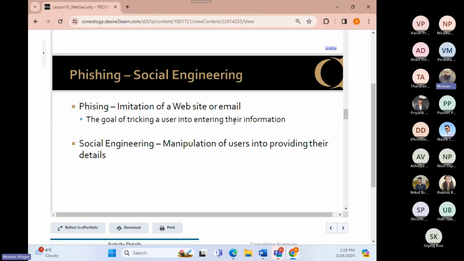Now comes phishing. Phishing, social engineering. Phishing is what? Imitation of a website or email with the goal of tricking a user into entering their information. And what is social engineering? Manipulation of users into providing their details.